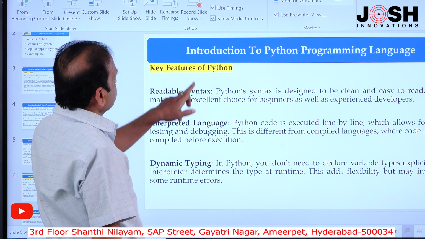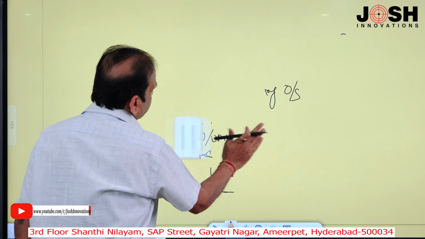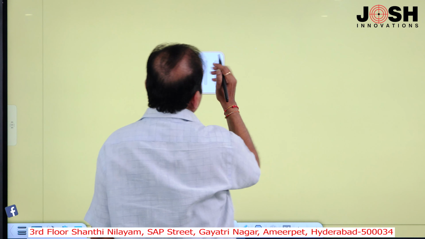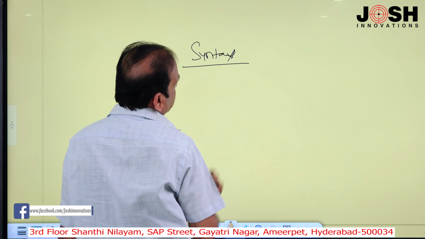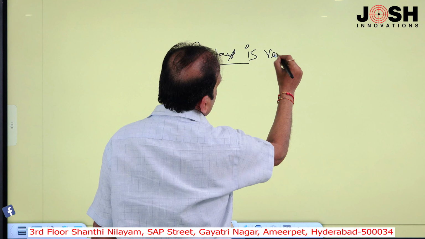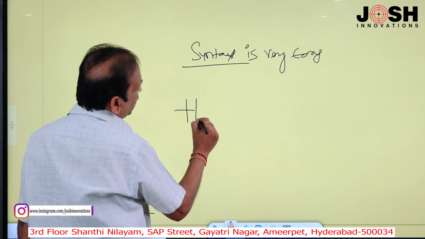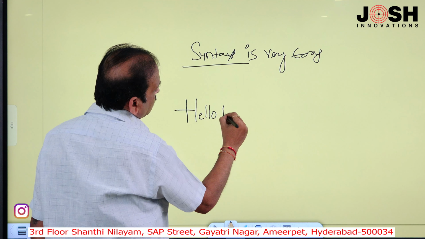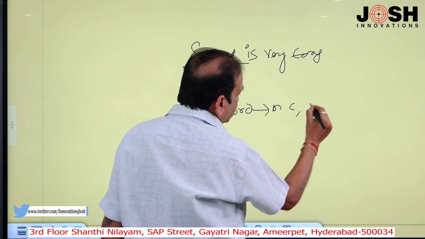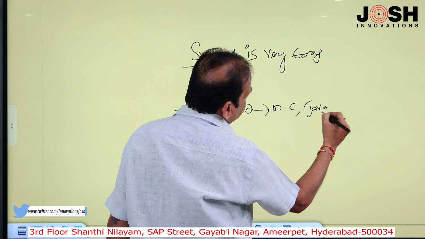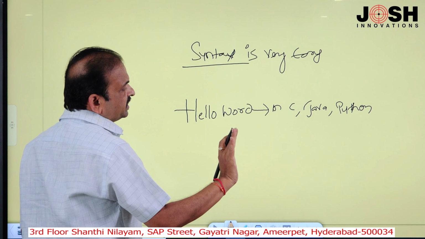What are the key features of Python? Readable syntax. One of the best features of Python is that it is very simple to write programs, and the syntax is very easy. I will compare it with other programming languages. For example, I want to print hello world, in C language, in Java, and in Python. Python is very simple.